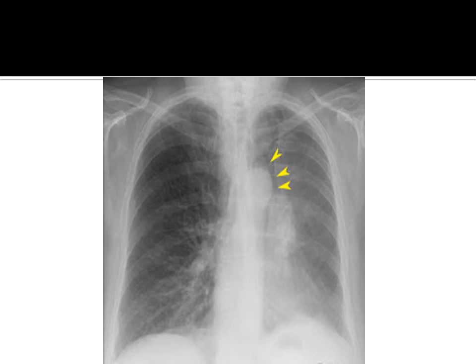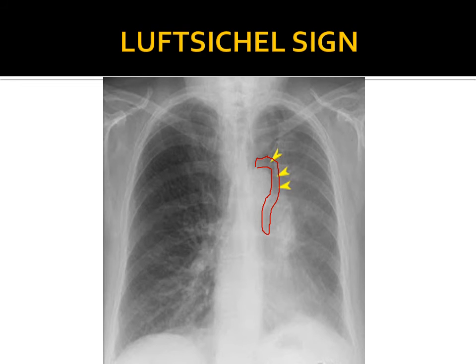The next chest radiograph shows a crescent-shaped lucency of air surrounding the aortic knuckle. So this is known as the Luftsichel sign. Luftsichel is a German word: Luft means air and Sichel means sickle, or crescent. That is a crescent of air surrounding the aortic knuckle.